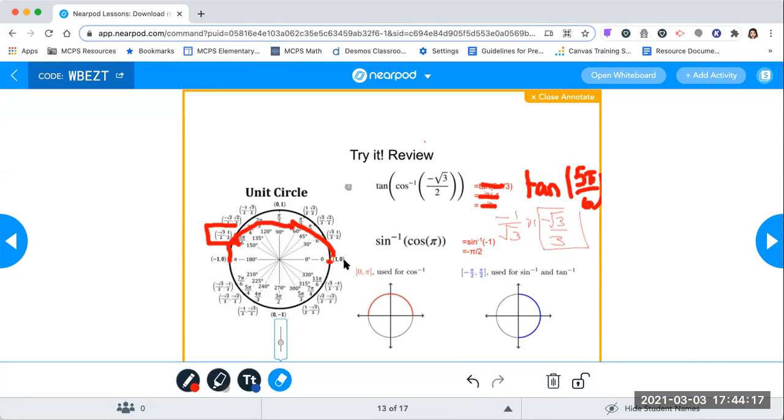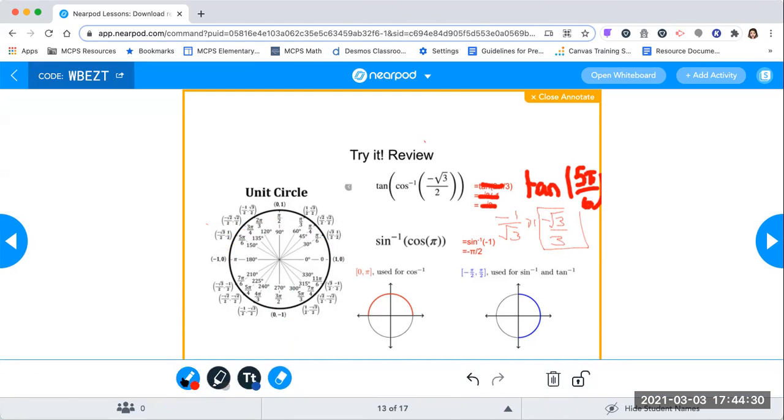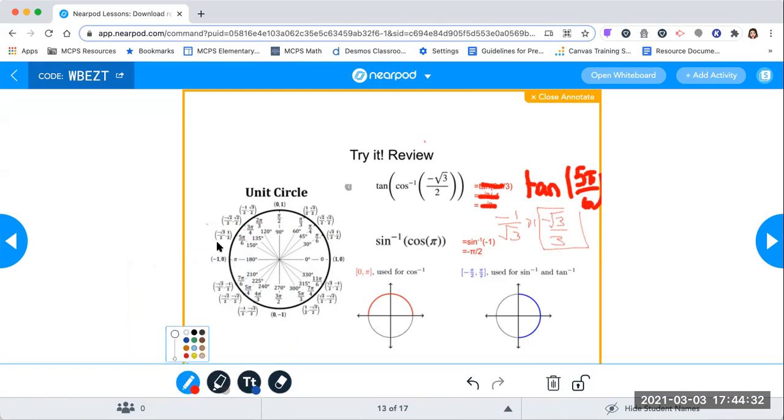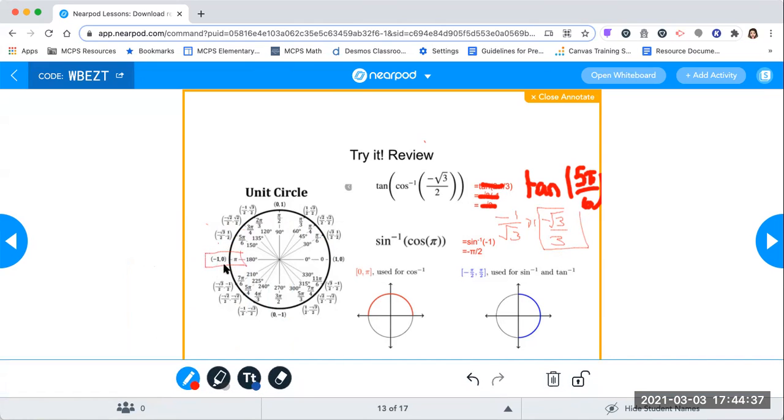All right. So that's that on that. And then for inverse sine of cosine of pi, cosine of pi is all the way at the top of cosine's range. So it's right here at -1, 0, right? So cosine of pi would be -1.